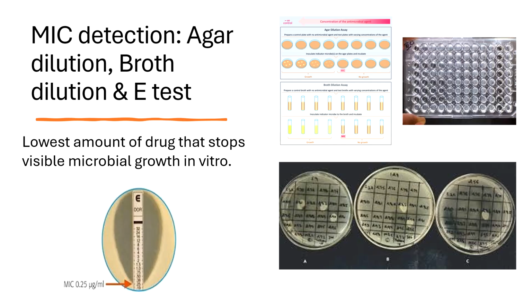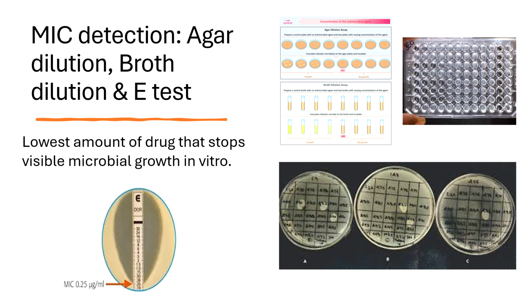For the MIC detection method, as we discussed, you do a lawn culture on Muller-Hinton agar and place a strip which has graded antibiotic, so there will be a zone of inhibition which is like an ellipse. That's why this is called the E-test or ellipse test. The point where it intersects is your MIC, that is minimum inhibitory concentration. What is the definition of MIC? It is the lowest amount of the drug that stops visible microbial growth in vitro.